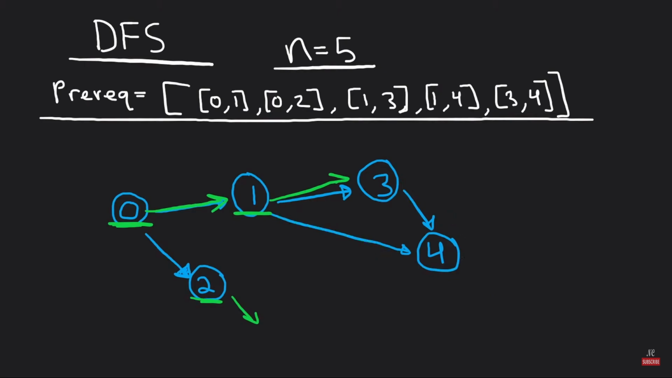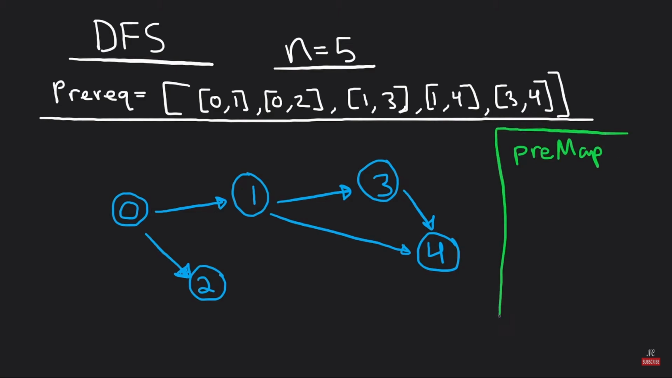So let's do the algorithm to be able to determine that. We see that these are kind of our base cases, right? 2 and 4 don't have any prerequisites. That's useful information, but we don't need a graph to tell us that. We can use a data structure called an adjacency list, and I'm going to call it prerequisite map because the data structure I'm going to use is a hash map to represent this.